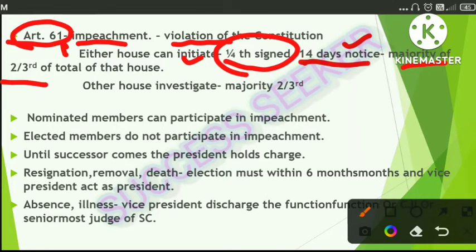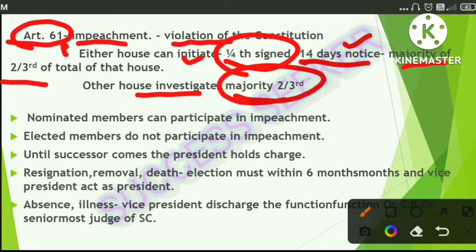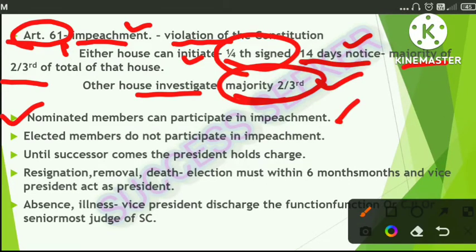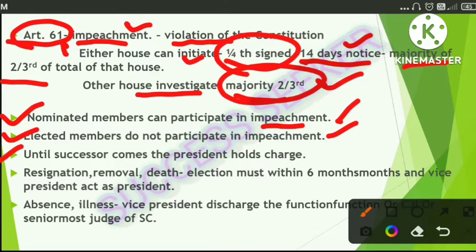If it is passed, then it goes to the next House, where the other House works as an investigating agent, and it also has to be passed by a majority of 2/3 members of that House, and if passed, then the President stands impeached. Nominated members can participate in the impeachment, but you have to notice that nominated members cannot participate in the election of the President, but they can participate in the process of impeachment. Elected members do not participate in the impeachment, and until the successor comes, the President holds charge.